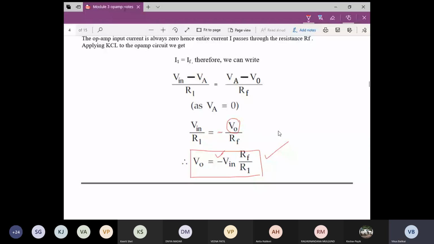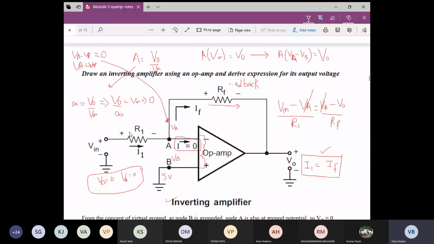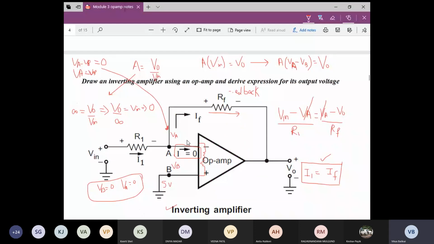Is that clear, what I told over here and the derivation you did? So this is what you are supposed to do for an 8 to 10 marks question. This is a very simple question and is going to be a sure shot question from your examination point of view. Draw an inverting amplifier using an op-amp and derive the expression for its output voltage.